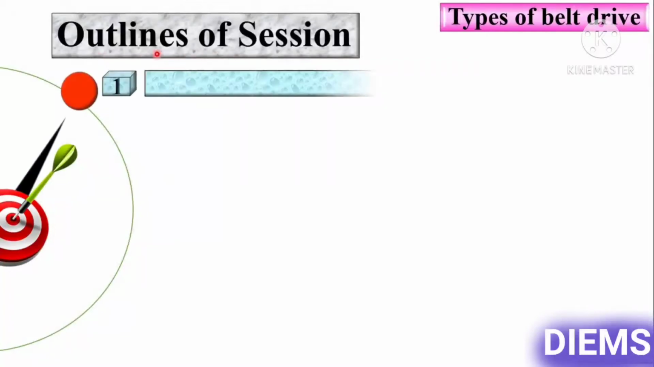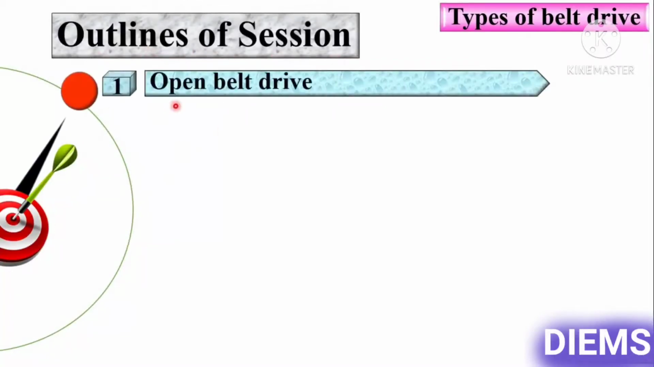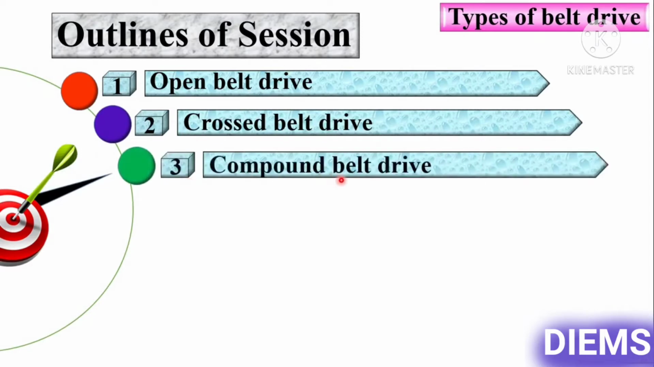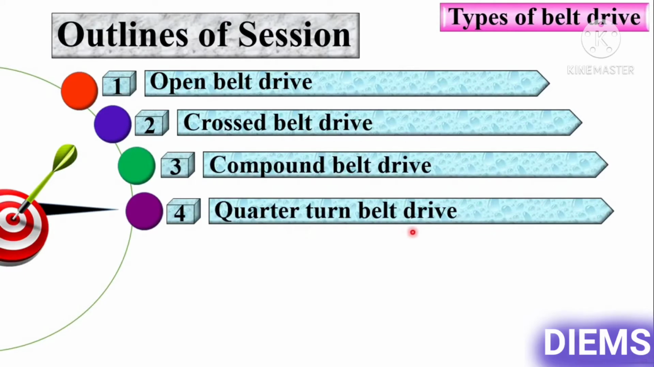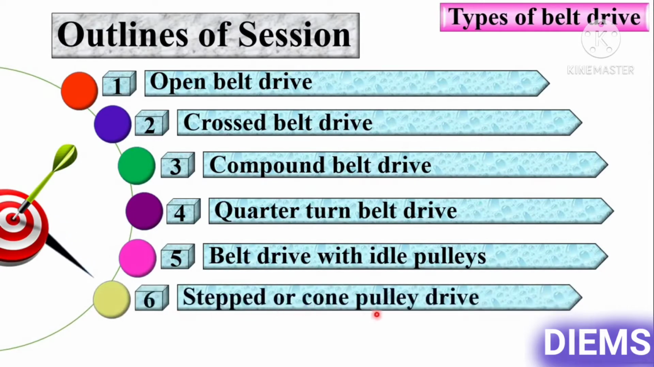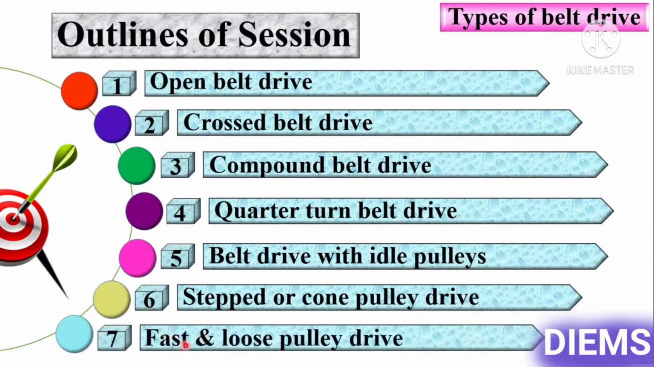First of all, see the outlines of this session. Open belt drive, then cross belt drive, then compound belt drive, then quarter turn belt drive, then belt drive with idle pulleys, then step or cone pulley drive, and at last we will see about fast and loose pulley drive.